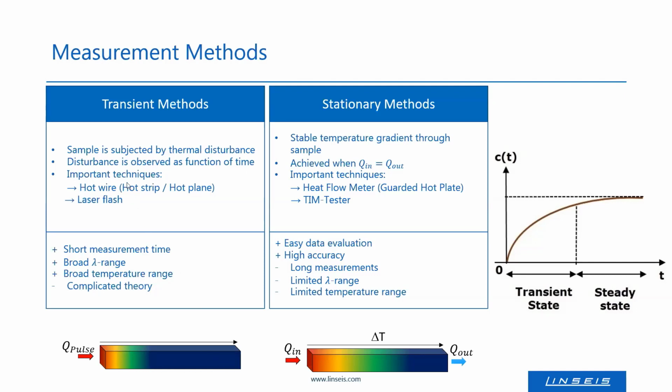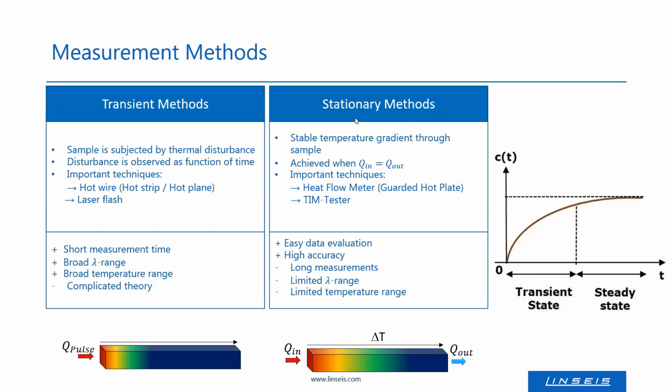Important transient methods are the hot wire techniques and the laser flash technique. Their advantage is that the measurement time is usually very short. They cover a very broad thermal conductivity range and a broad temperature range. The drawback is that the theory is quite complicated, but this is not the user's problem, but the instrument and software manufacturer's issue. And this is solved by us as a manufacturer.